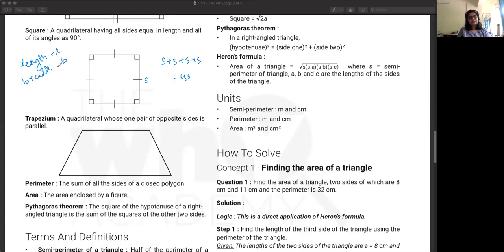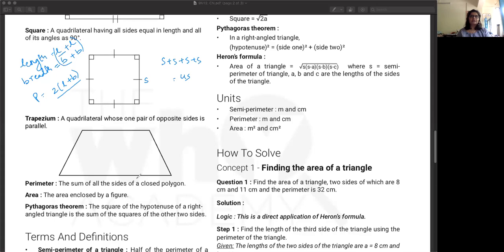2 into L plus B. Perimeter. Opposite sides are equal, so there are two sides with length L and two sides with breadth B. When you add all of them up, you get 2L plus 2B.